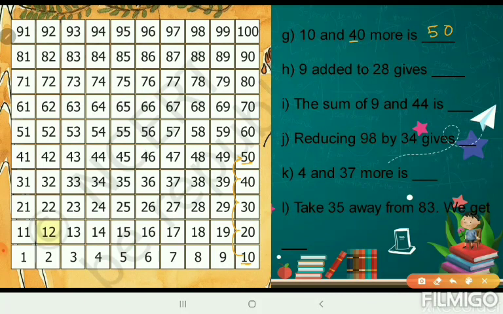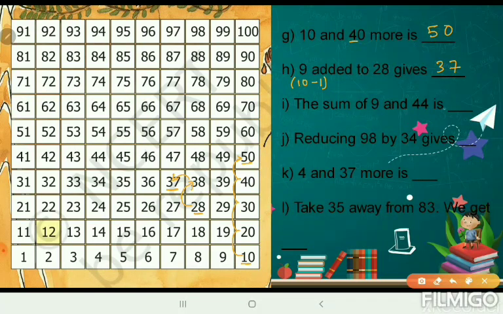9 added to 28. Okay. So you are adding 9 to 28. Can I write 9 as 10 minus 1? So we are first going up 10 steps and then going back by 1 step, because we have to add 9. So where is 28? 28 is here. So first I'm going up. This means plus 10. Then I go back 1 step. That means I'm going minus 1. That is 9. So adding 9 to 28 gives 37.